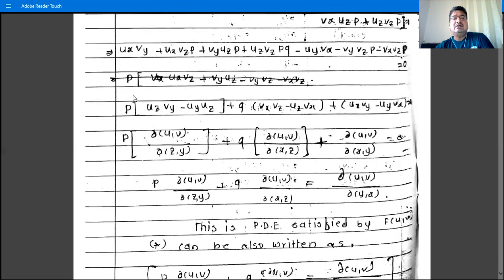And then collect the coefficient of small p. So what are those? Small p, u_z, v_y, this term, minus u_y, v_z, small p, then v_y, u_z, small p, this term, and u_x, v_z, p.